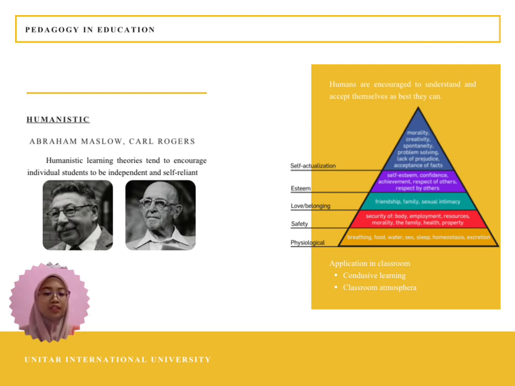Abraham Maslow's theory can also be applied in the classroom. It can be used for conducive learning. Teachers need to impart knowledge and address the underlying needs that drive student motivation and engagement. The second one is classroom atmosphere, which means teachers need to create a secure classroom surrounding for students. The hierarchy shows each student's individual needs, promoting a sense of belonging and achievement.